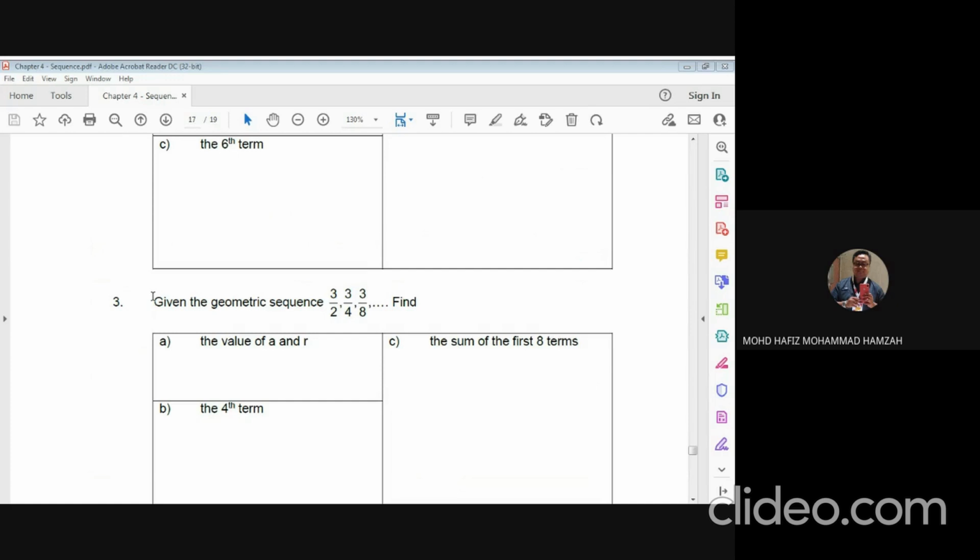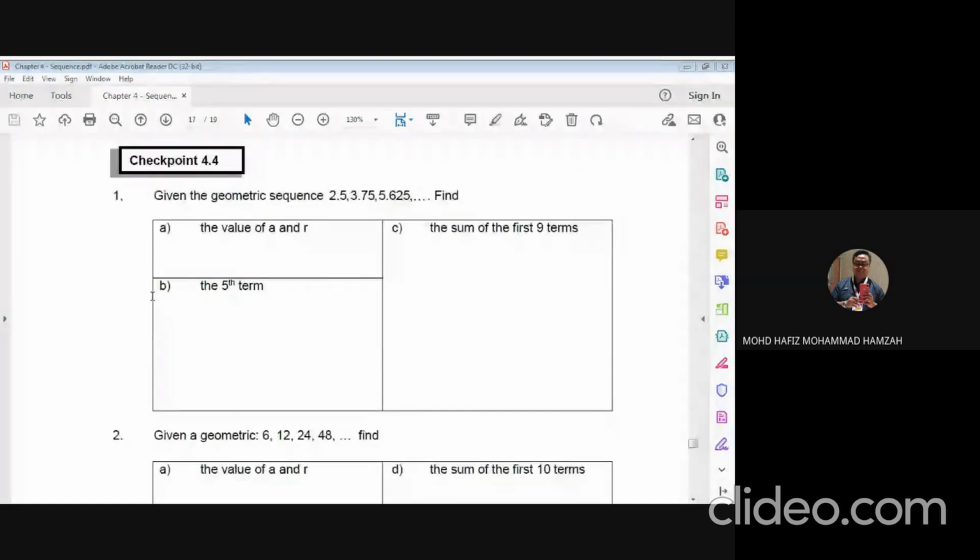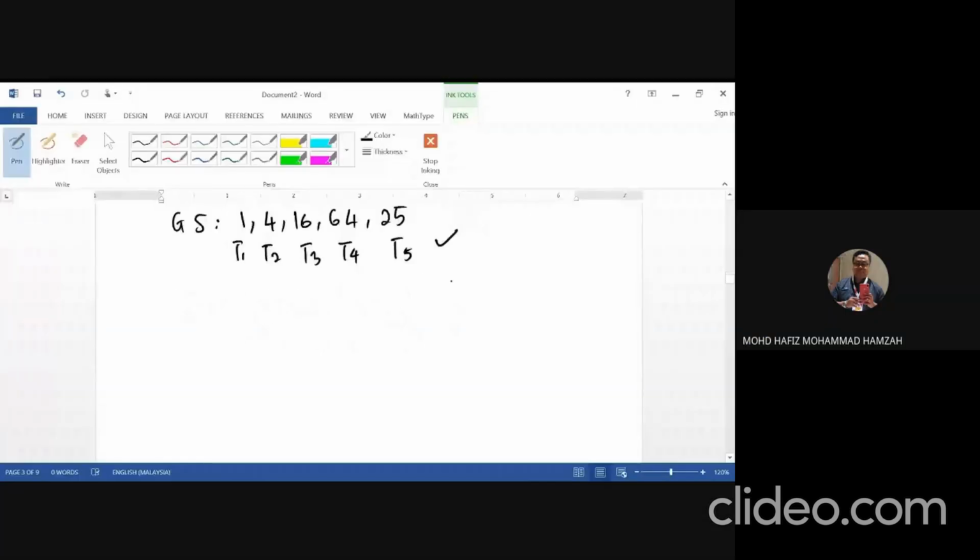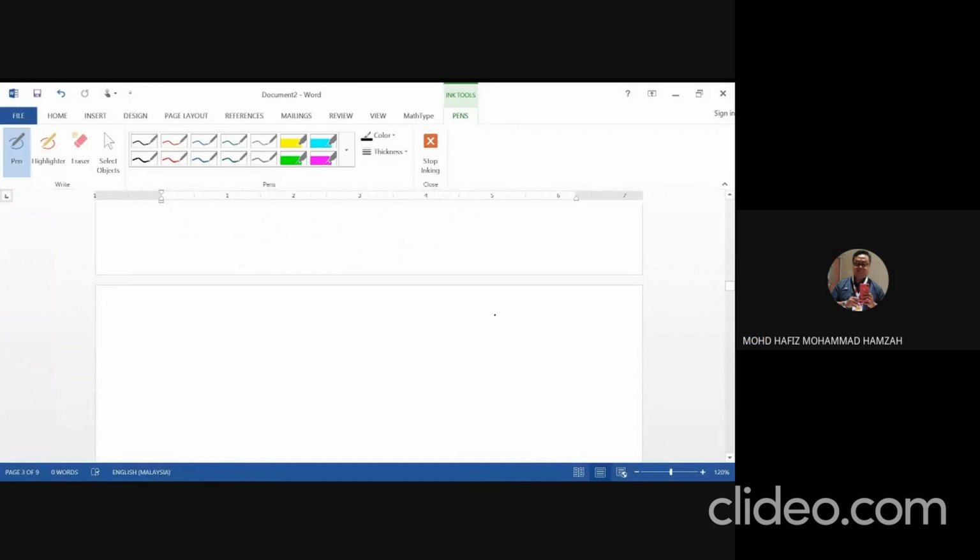Okay, kita tengok checkpoint 4.4 ni. Okay, so ada berapa soalan ni? 1, 2, 3, 4, 5 soalan. So saya buat nombor ganjil je lah. Nombor genap you buat sendiri.